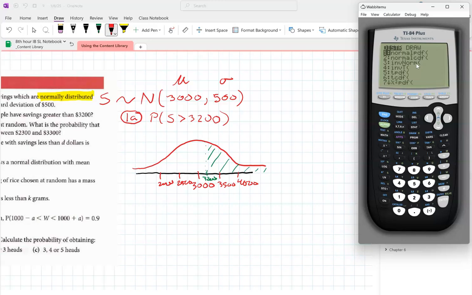Okay. Well, let's start with the letters PDF and CDF and ask what those stand for. PDF stands for probability density function. CDF stands for cumulative density function.